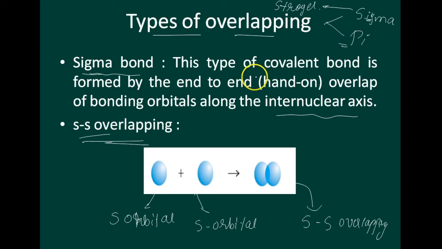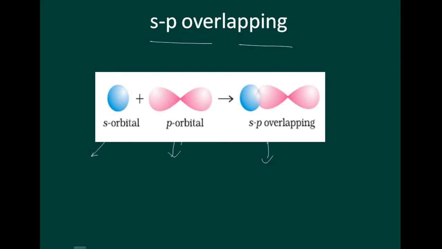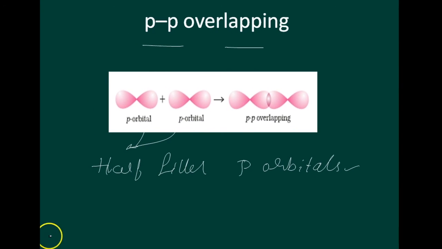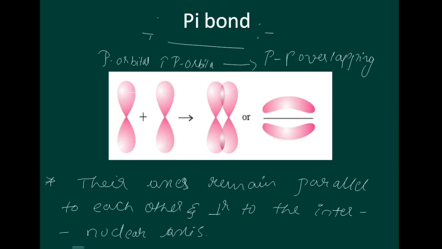So this is about the types of overlapping and the nature of covalent bonds: sigma bond and pi bond, ss overlapping, sp overlapping, pp overlapping. And then there is the pi bond.